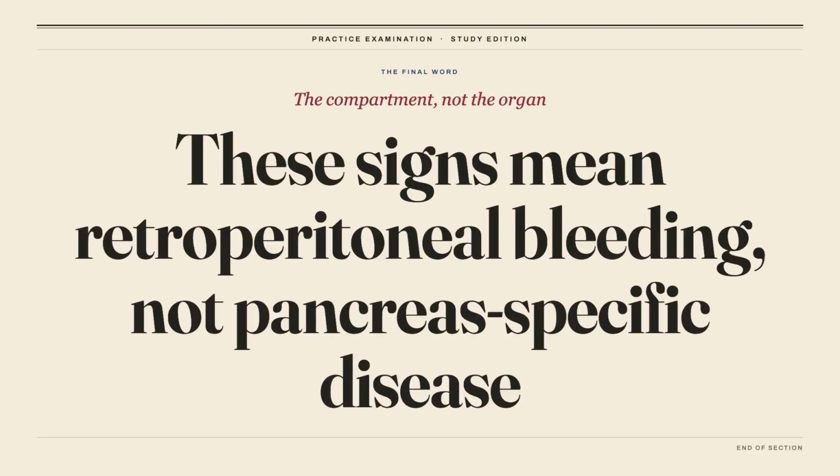Remember that these signs report on the retroperitoneal compartment holding the blood, not on which organ leaked it. In a ruptured aortic aneurysm with sudden back pain and hypertension, reading the bruise as pancreas-specific would delay a diagnosis measured in minutes.